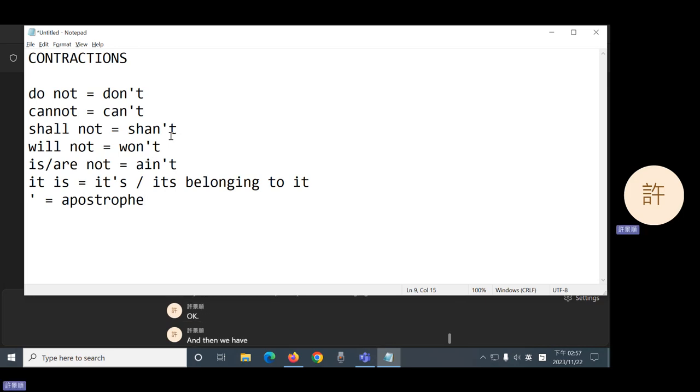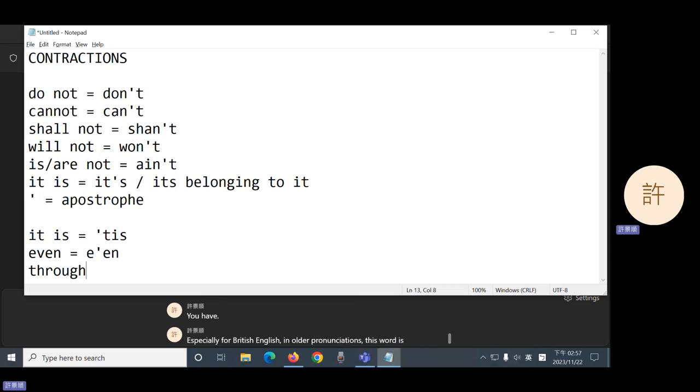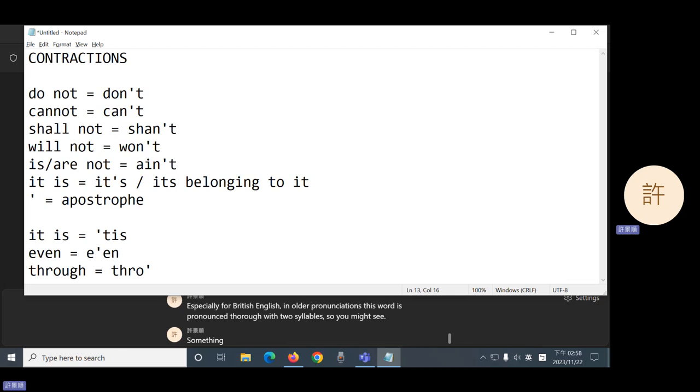Okay, and then we have some older contractions. You might see this in older poetry. 'Tis. This is the older form of it is. And then sometimes in poetry, because you have too many syllables, you need to reduce the number of syllables. So you might have something like even becomes e'en. Especially for British English, in older pronunciations, this word is pronounced thorough with two syllables. So you might see something like this to remind you it's one syllable.